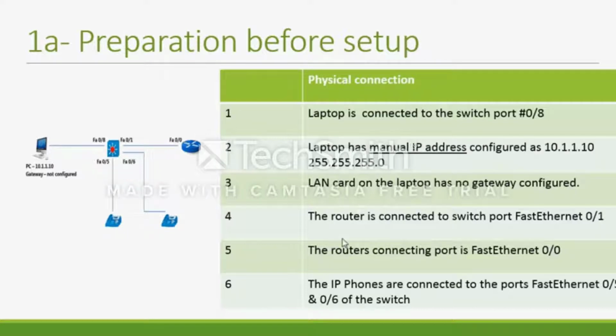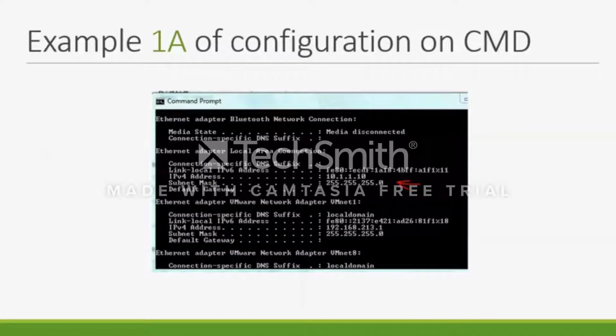The LAN card on the laptop has no gateway configured. That's what I mentioned before. The router is connected to the switch port F01. As you saw over there in the photo, the router is connected to the F00. And the IP phone is connected to 05 and 06 on the switch. I already showed you the designs. Here's what I'm talking about.